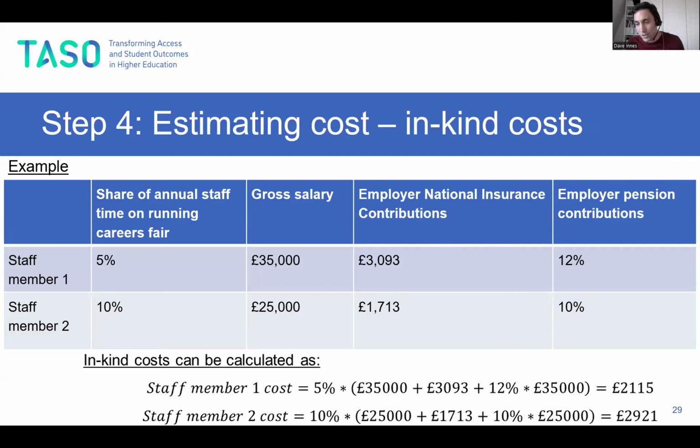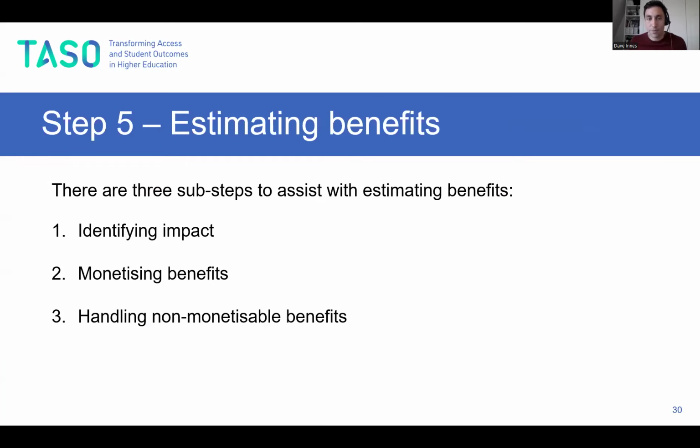So in the first case, it would be just over £2,000. In the second case, it would be just under £3,000. Again, more details on the calculations are provided in the guidance document. So that gives a quick overview of how to estimate costs.